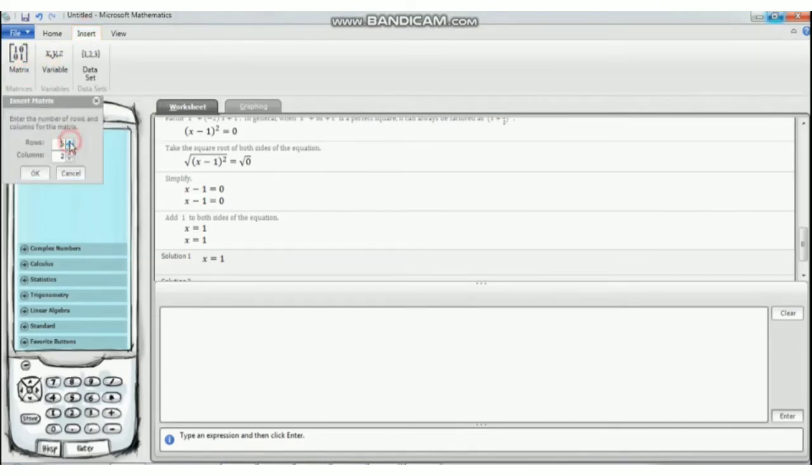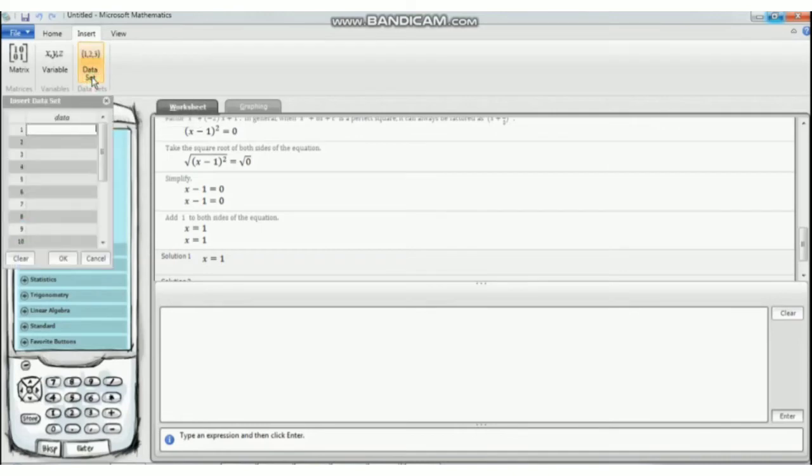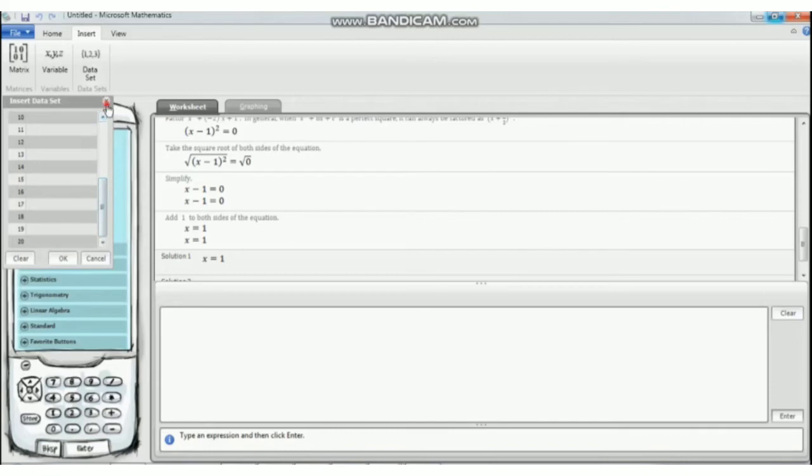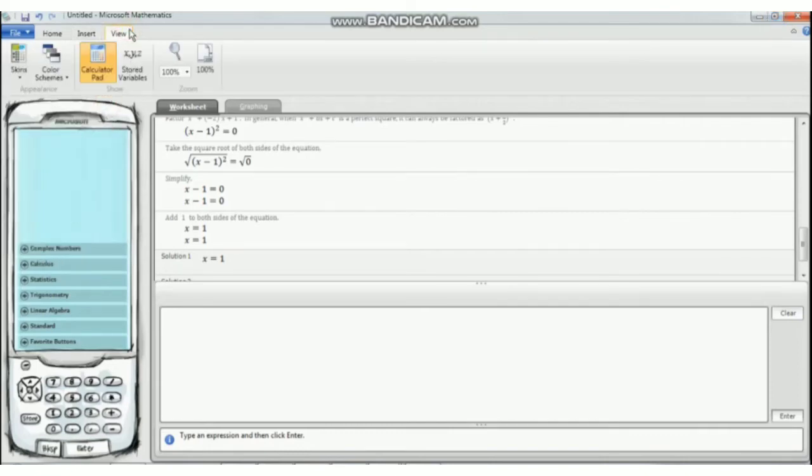And then the insert menu, there is matrix. We can set the rows and columns to make a matrix. And in variable, it will show many variables in the Latin alphabet and Greek alphabet. And dataset, there are 20 blank tables to fill with data. It's for solving statistics.